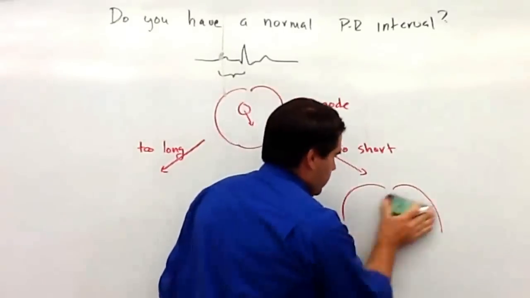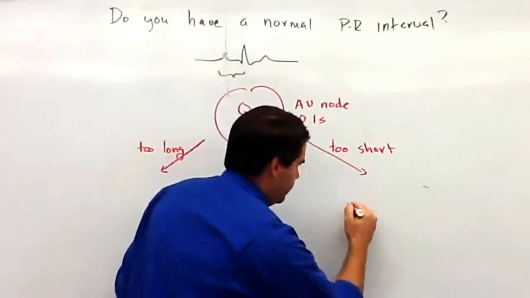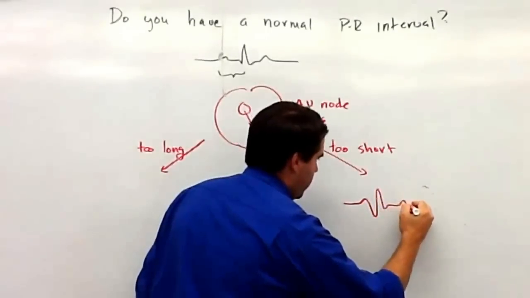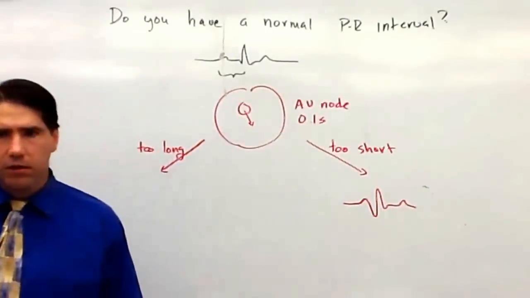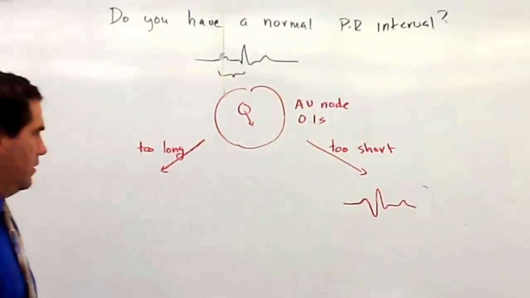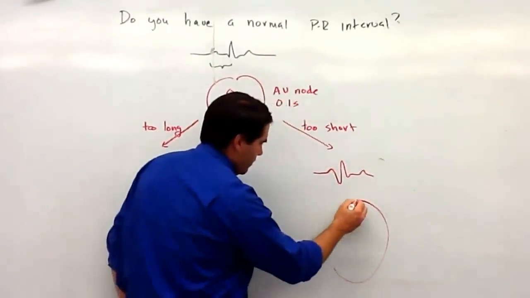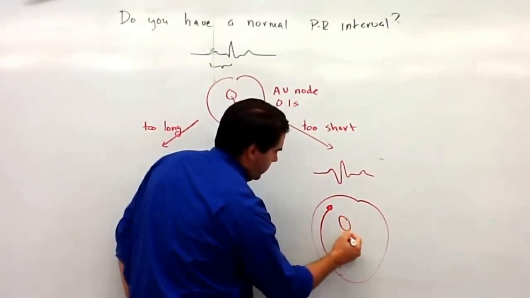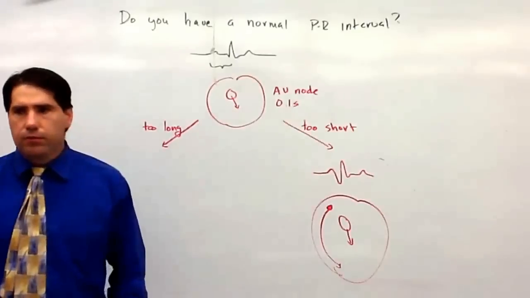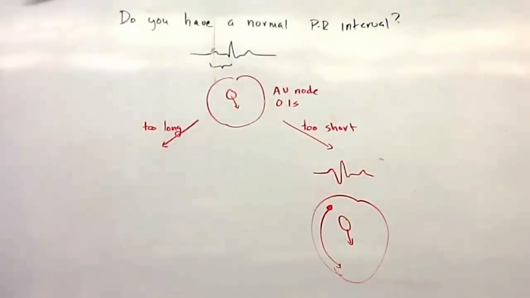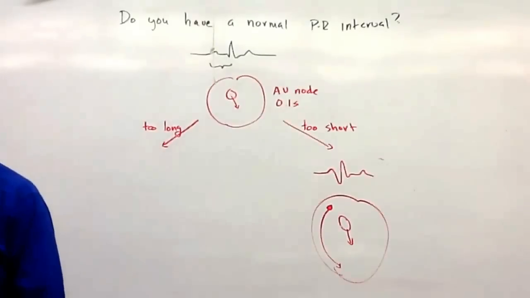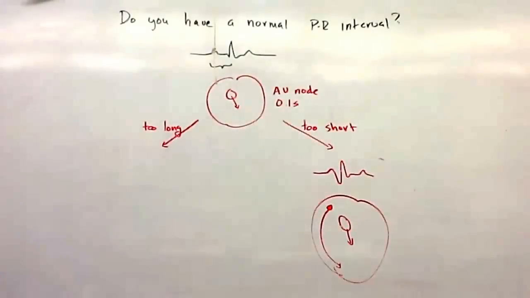Too short would be, there's no delay. There's no tenth of a second in there. What that would mean is that the AV node is right there and wants to send the signal through, but the signal did not go through the AV node. The AV node needs to pause for a tenth of a second. If you don't have that tenth of a second, you did not go through the AV node. So that would be too short.